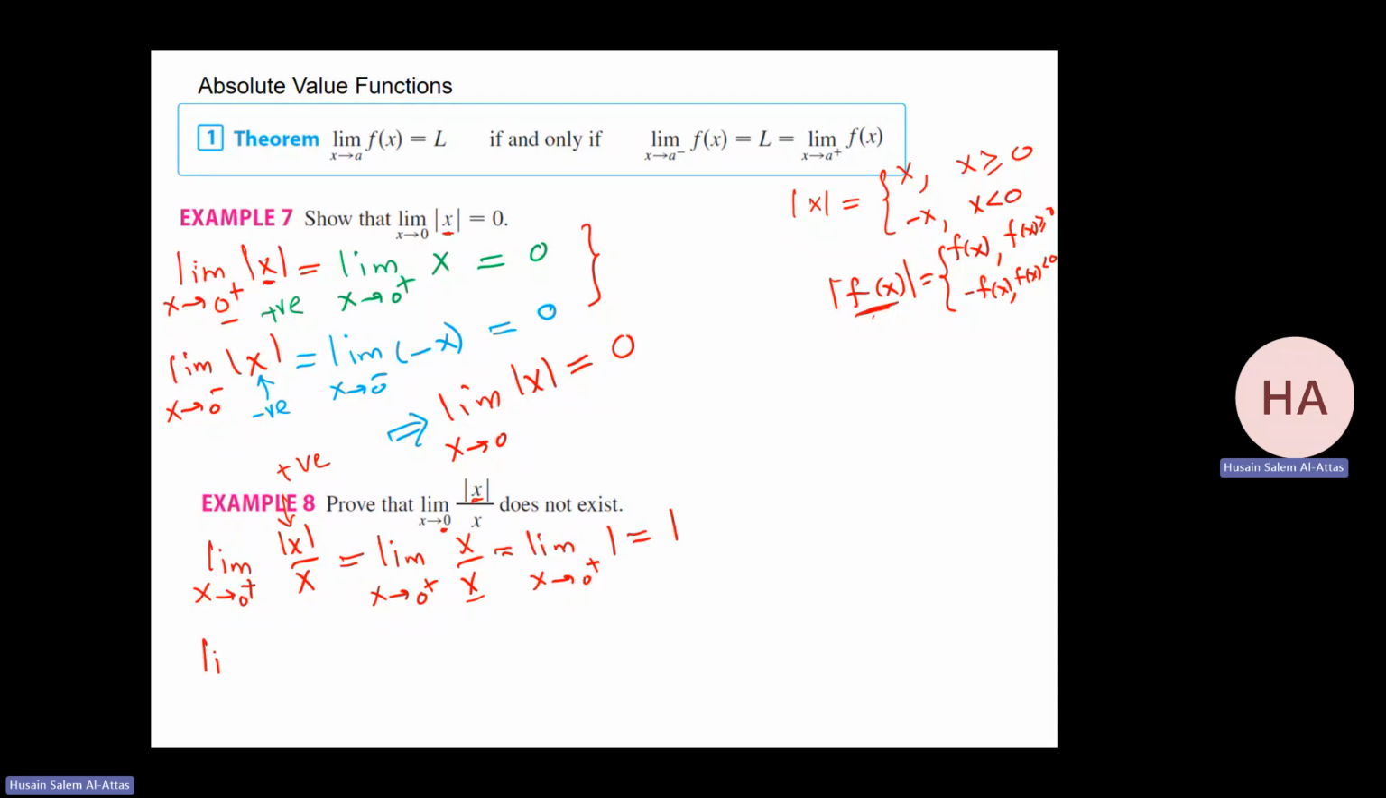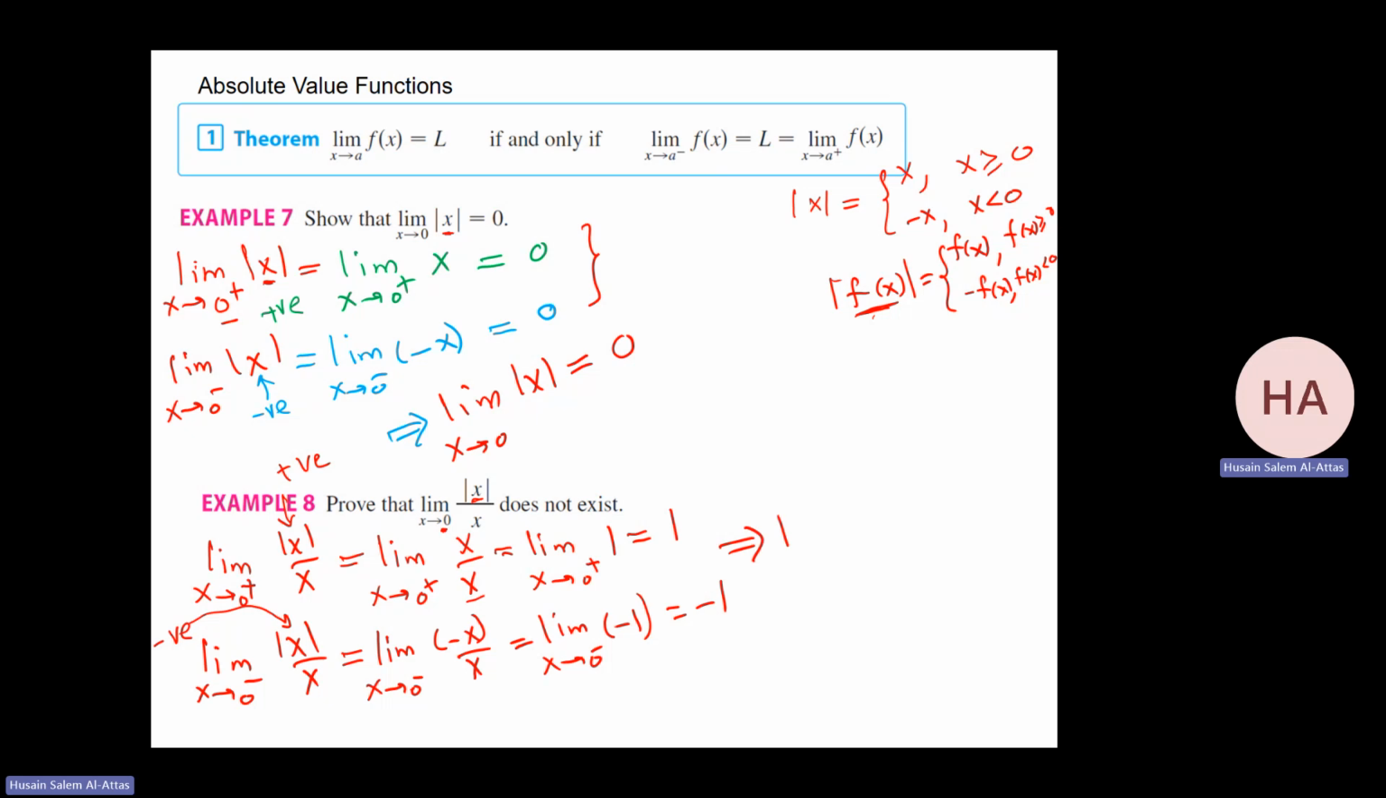Now, if I want to do the limit as x goes to 0 from the left for the same expression, be careful here. Now, this one will be negative, since x goes to 0 from left means minus 0.001. So to get rid of the absolute value, it will be minus x over x. Now you need to simplify this one, and you will get minus 1. So that means this limit is minus 1.